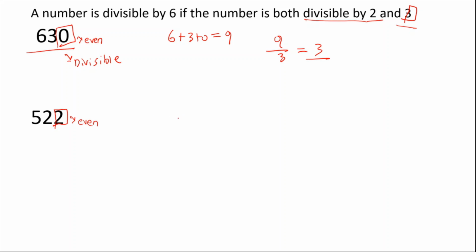So, it's the same steps again. We will be adding up all of the digits and dividing by 3. It'll be 5 plus 2 plus 2, and you'll get a total of 9. And 9 divided by 3 is a total of 3. So, this number is divisible by 2 and 3. So, therefore, 522 is divisible by 6.